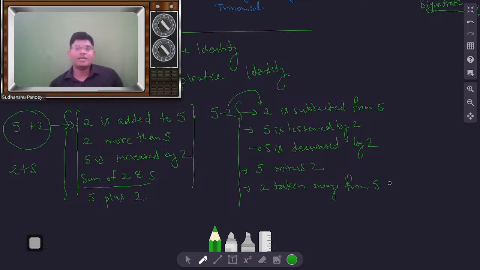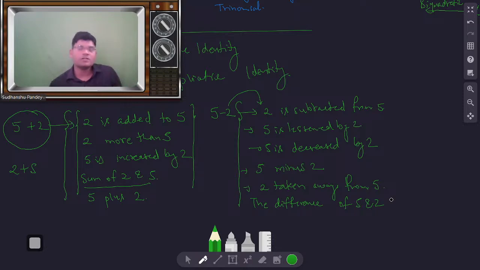Okay, so decreased, lessened, subtracted, taken away, minus. These are the terms that we use in the case of subtraction. Alright? Separated, no, not separated. The difference of 5 and 2, we can say. The difference of 5 and 2 is 3.